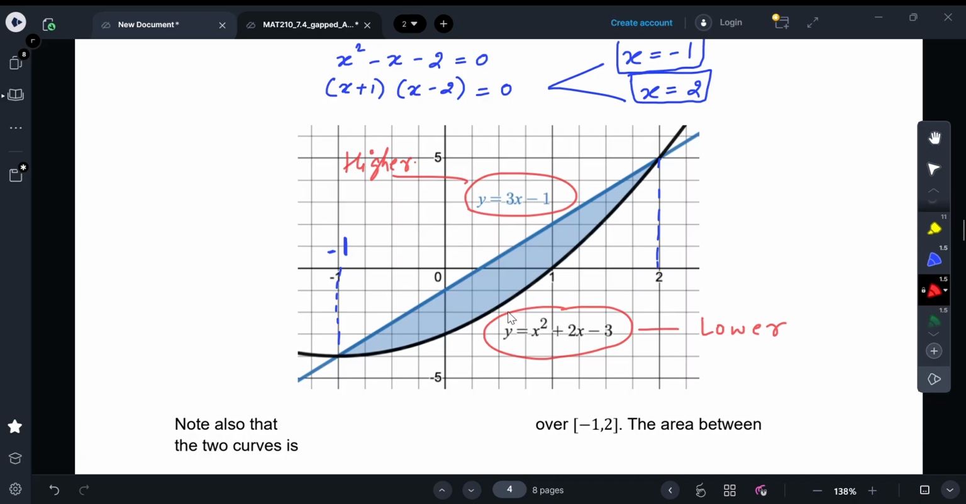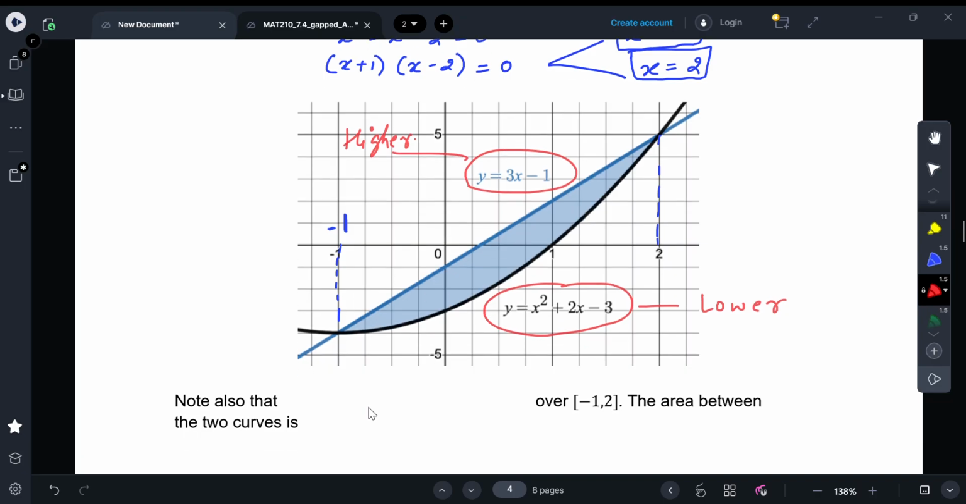So in this case, we see that 3x minus 1 is greater than x squared plus 2x minus 3 over this interval. Now, why do I do -1 first? Because -1 is smaller and 2 is bigger. You could also test this if you did not have a graphing calculator on hand.